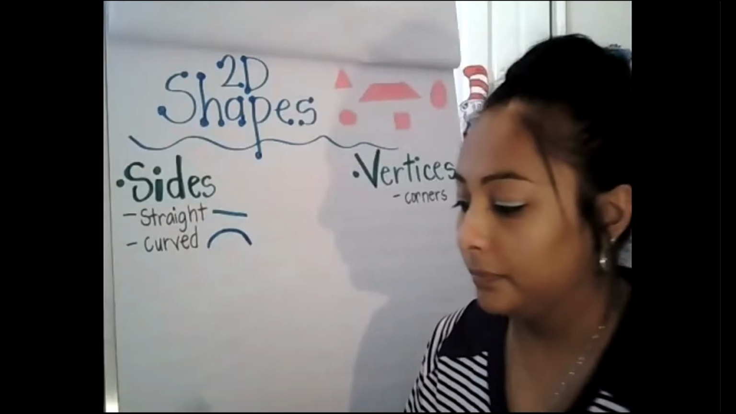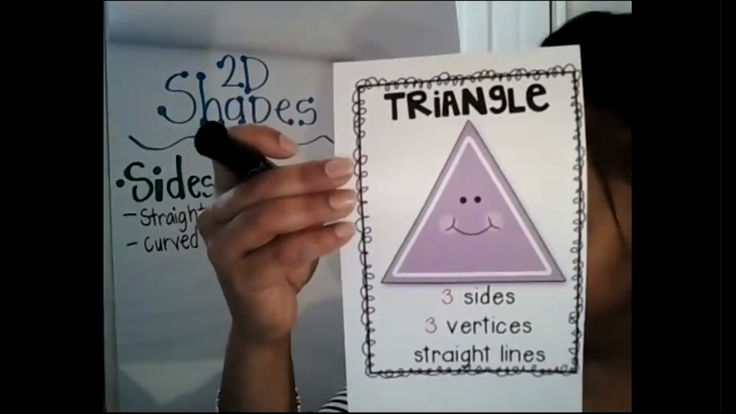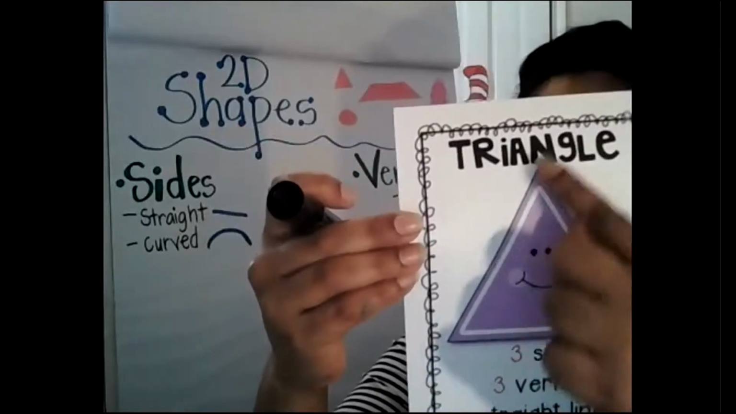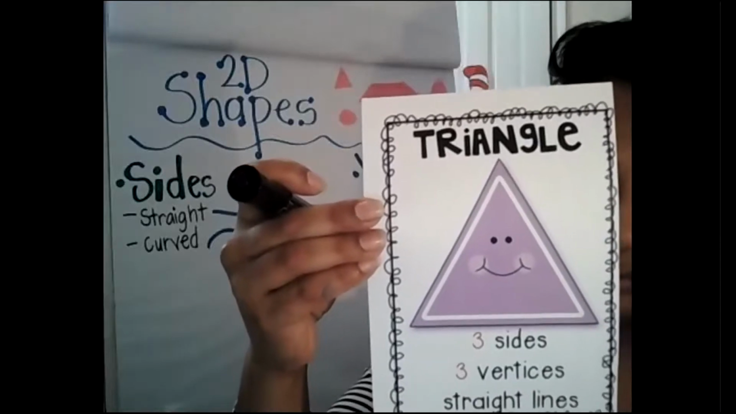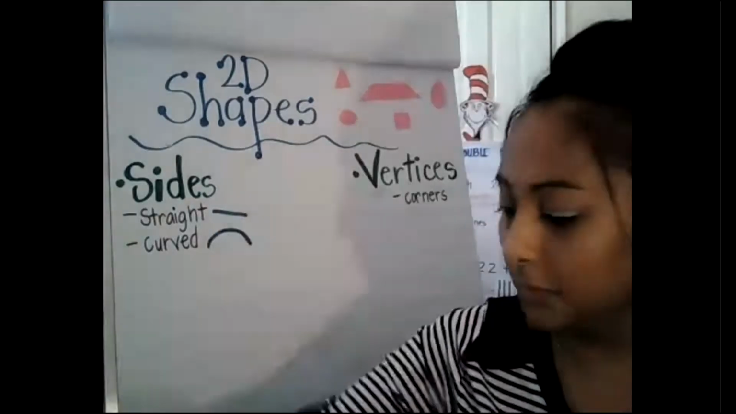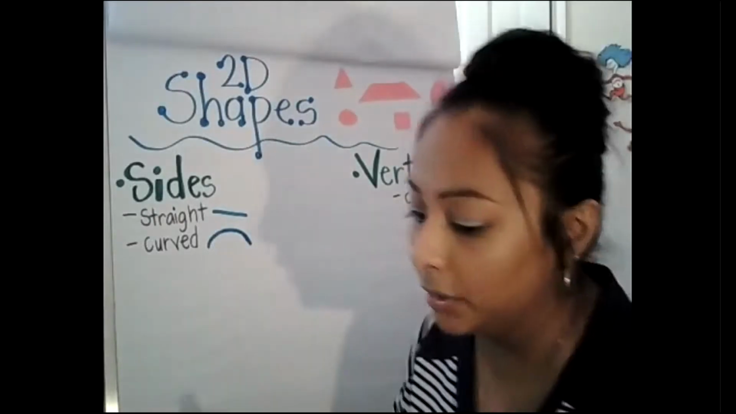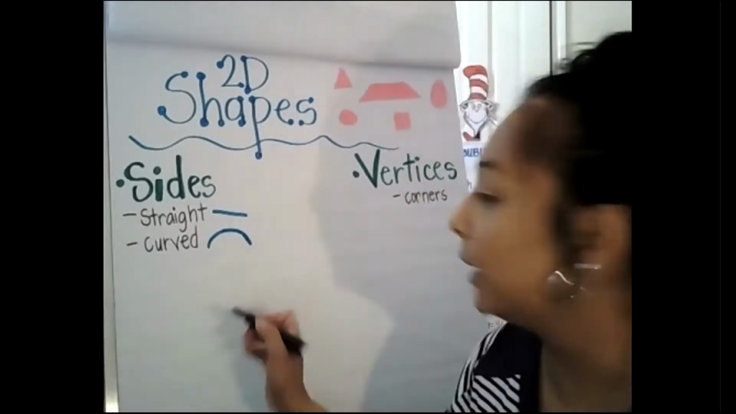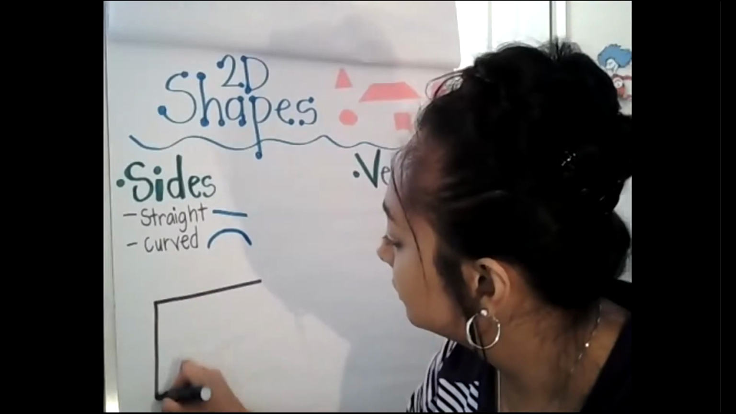Okay. And if I look at my triangle over here, I have 1, 2, 3 straight sides. Y el triángulo tiene 3 lados. Okay, so right now, since I did triangle, might as well just go ahead and do a square. We're going to look at a square. Ahorita vamos a ver un cuadrado.